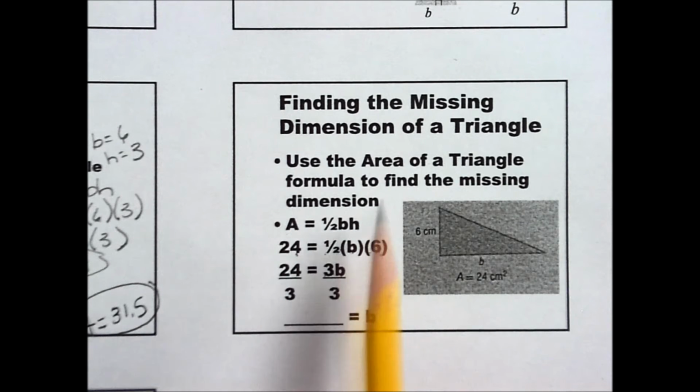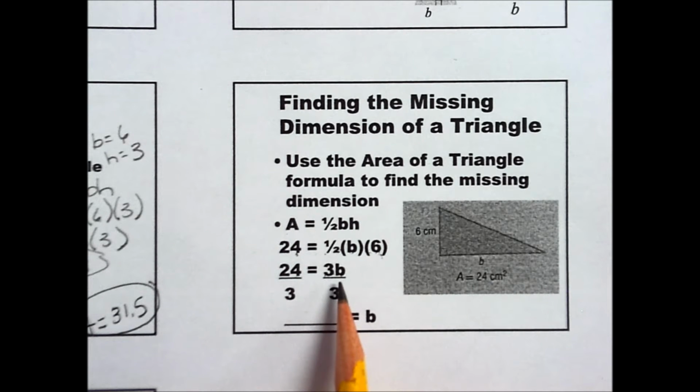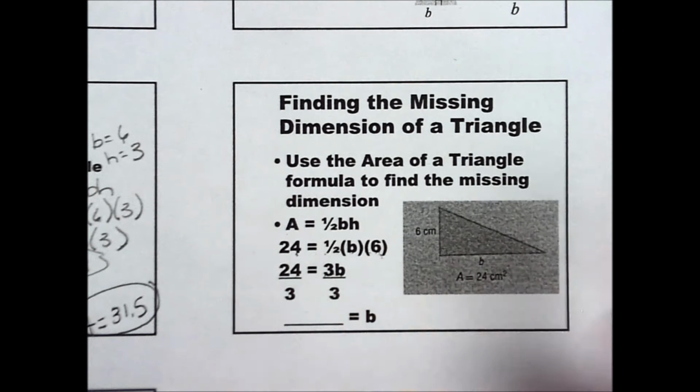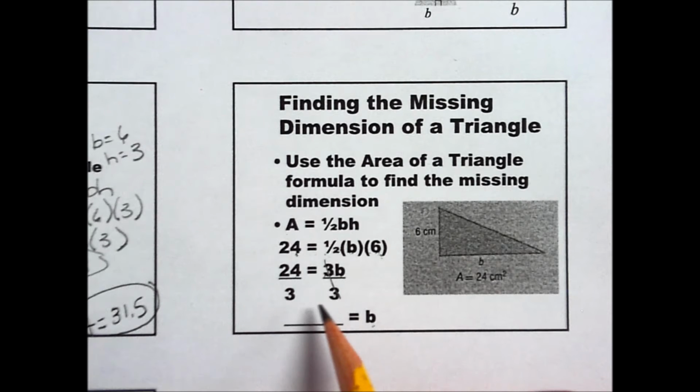So I need to solve the equation. I need to undo this multiplication. To undo multiplication, we divide. So I'm going to divide this by 3, and what we do to one side, we must do to the other. When I divide this by 3, it'll cancel out, leaves b by itself, and now all I have to do is 24 divided by 3, so I get 8.